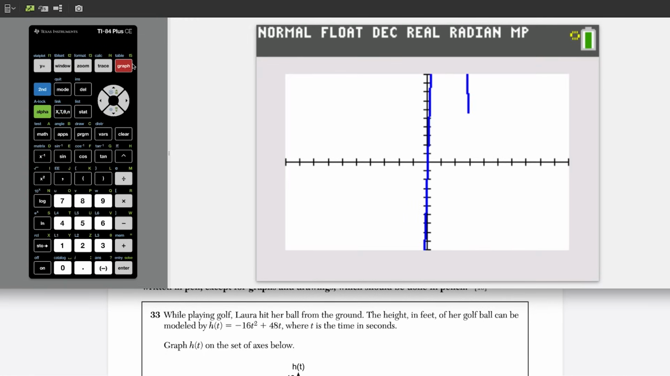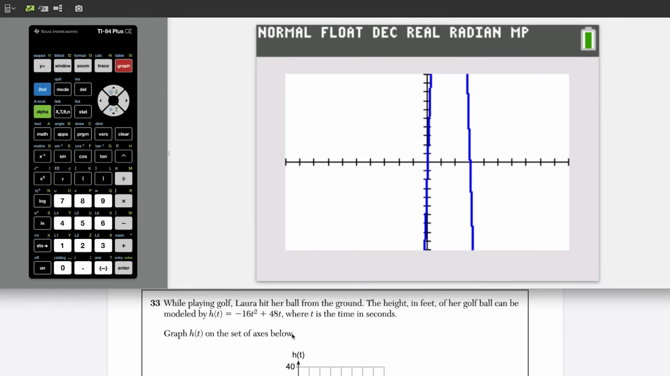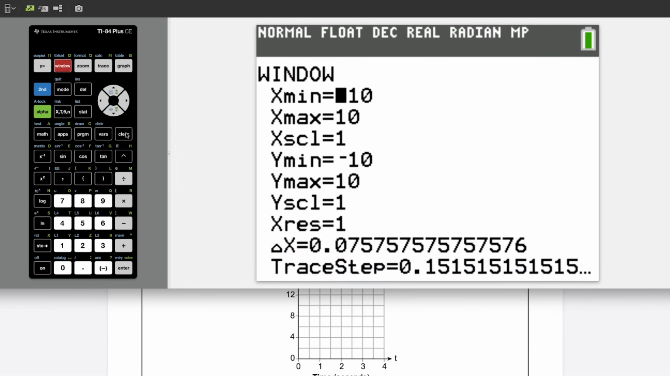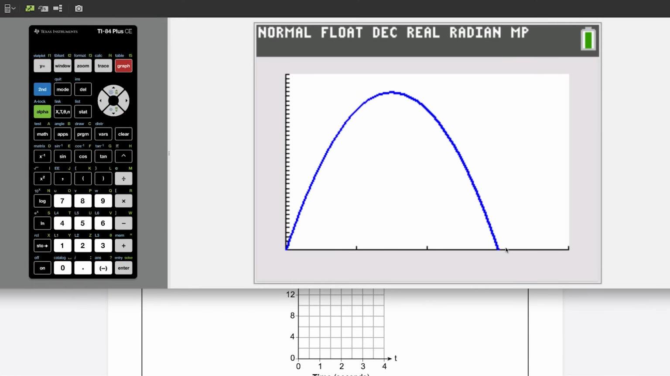And we press graph, but notice we can't really see much of what's going on. And that's because the scale of the graph has to match what they gave us. So we can make our y-axis go from 0 to 40, and we'll make our x-axis go from 0 to 4. So we could go to the window over here, and we're going to switch the x minimum to 0 and the x maximum to 4. And then we have the y minimum will switch to 0, and the y maximum will switch to 40. Okay, so now we press graph, and we get a much better idea of what's going on.